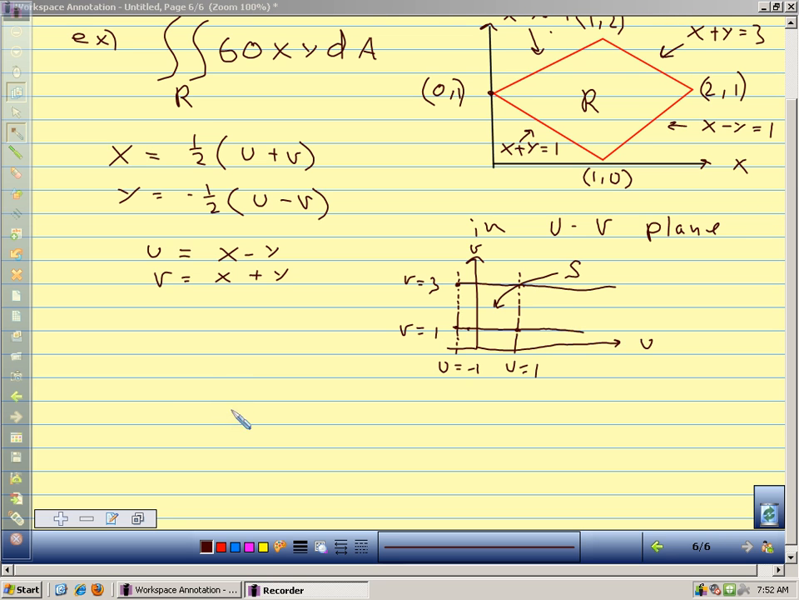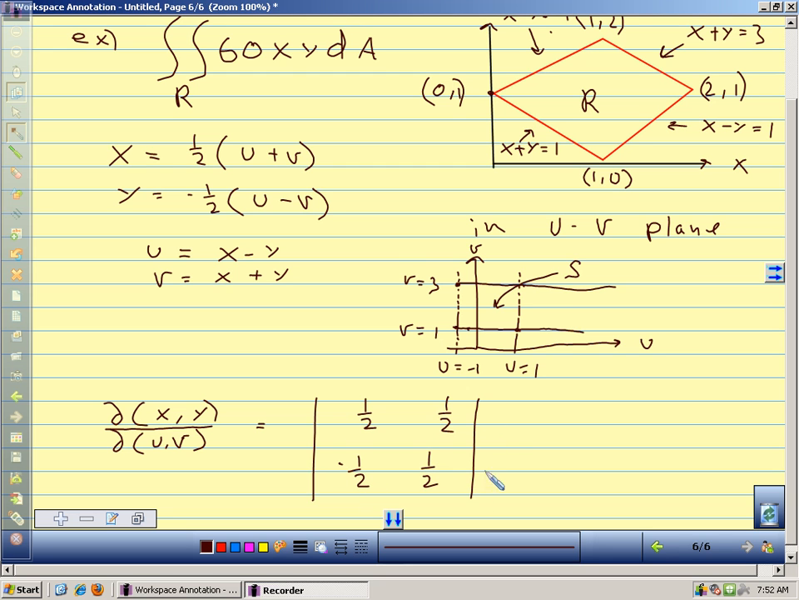All right, so our Jacobian, d(x,y)/d(u,v), is our determinant, and we need dx/du, which is 1/2, dx/dv is 1/2, dy/du is minus 1/2, and dy/dv is 1/2, and that determinant comes out to be 1/2.